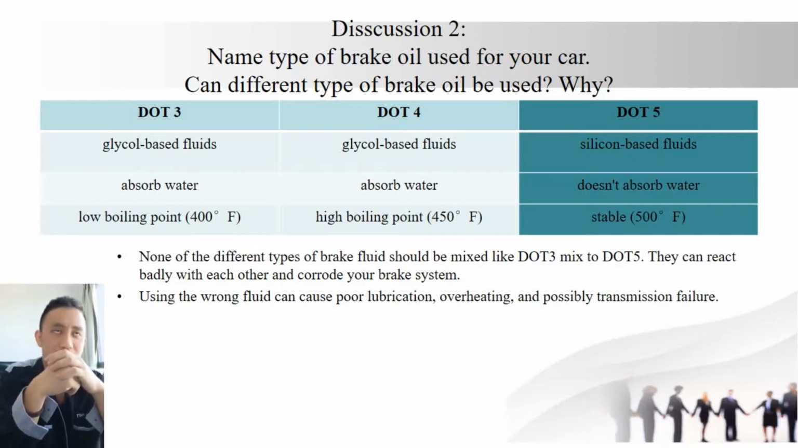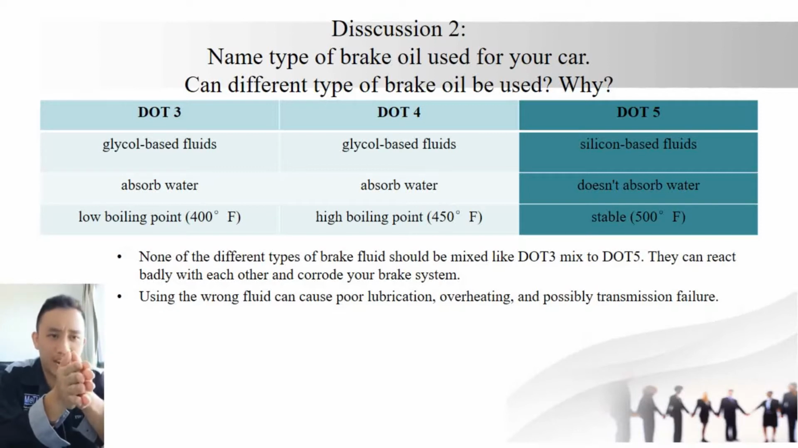The characteristic is that it absorbs water, but the small difference between DOT 3 and DOT 4 is the boiling point. DOT 3 has 400 degrees Fahrenheit, and DOT 4 has a slightly higher boiling point, which is 450 degrees Fahrenheit. How about DOT 5? DOT 5 is a silicone-based fluid, which does not absorb water. So it has a more stable boiling point, which is 500 degrees Fahrenheit.